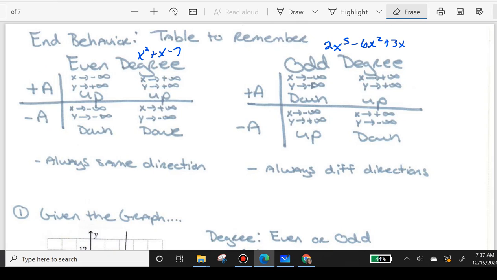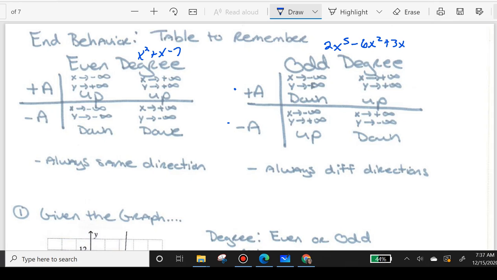And again, the positive or negative a will be the thing to tell you which way it starts, whether it starts down, up, etc. So this is just a table. If you didn't copy this in class every day, make sure you pause the video and copy this table. This is one of the key things you need to remember.